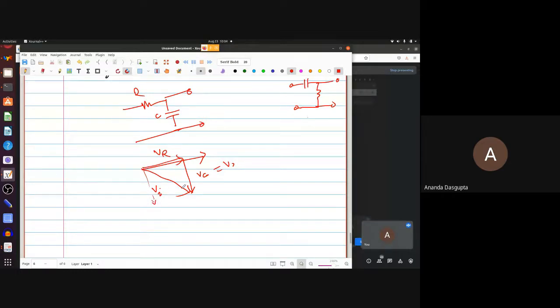In order to go from VI to VC's direction, do you have to go through a positive angle or a negative angle? Positive angle. VC is here, right? Actually, to go from VI to VC, from input to output, which way do you have to go?